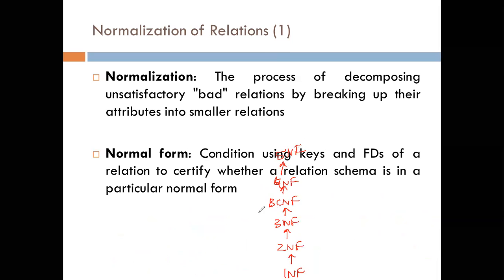For a standard relation to implement it, we expect it to be at least in the third normal form. So third normal form is the standard one. At least our relation should follow or should obey the rules of third normal form. And on top of it, these are the advanced rules.